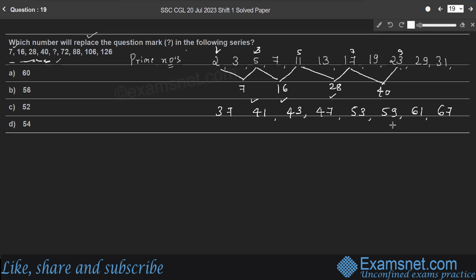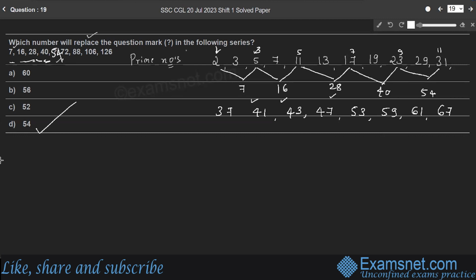Therefore, the fifth number is not a prime number. The fifth number is the sum of 2 prime numbers, the 9th prime number and the 11th prime number, which is 23 plus 31, and you will get 54. 54 is the fifth number in the series. Therefore, option D is the right answer.